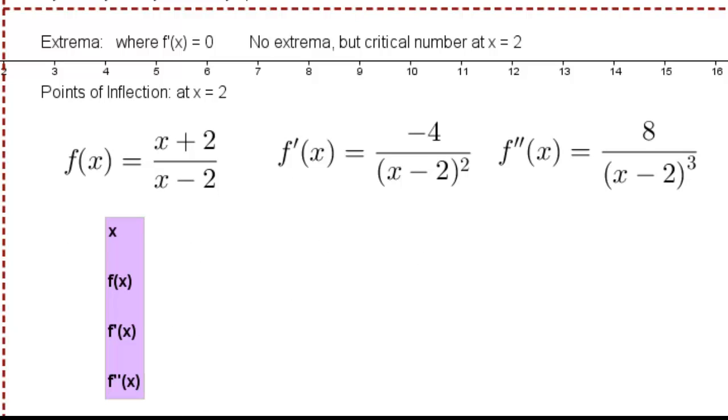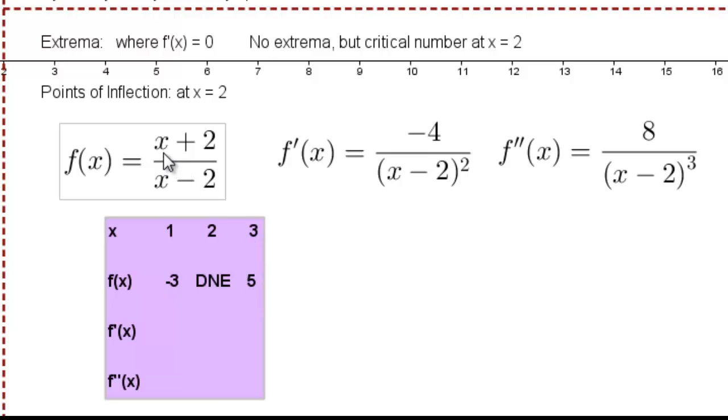So let's make a table of values and plot some points here. So we're going to pick 2 because it's our critical number, x equals 2, and we're going to pick points on either side. Let's do 1 and 3. I picked 1 and 3 because we already know the value at x equals 0. We already know a value at x equals 2. So let's pick some new points. At x equals 1, the function is -3. At x equals 2, we know the function does not exist. And at x equals 3, the function equals 5. In all three cases, we're putting it into f of x.